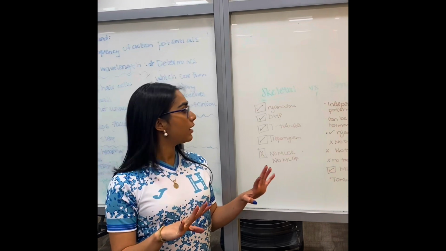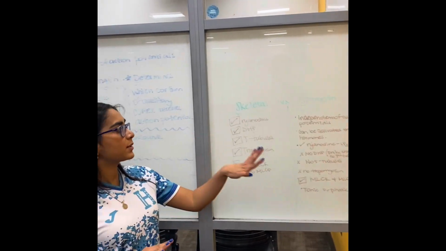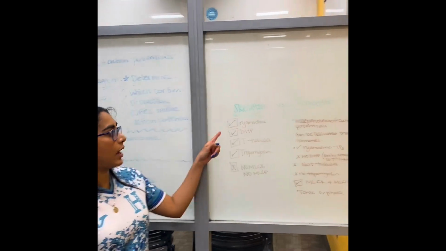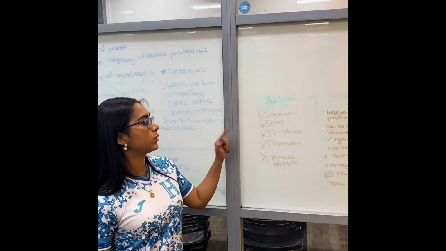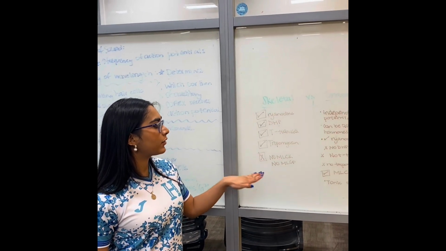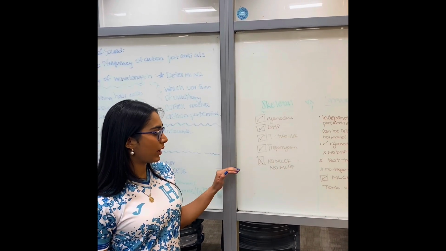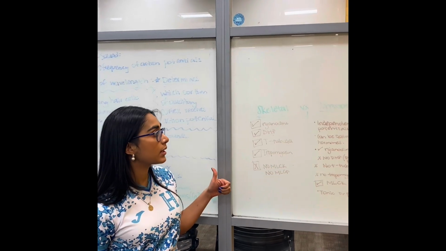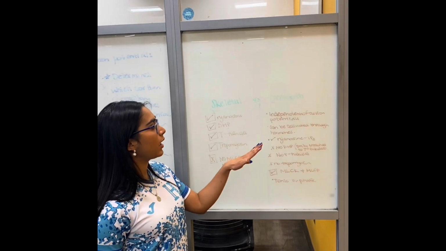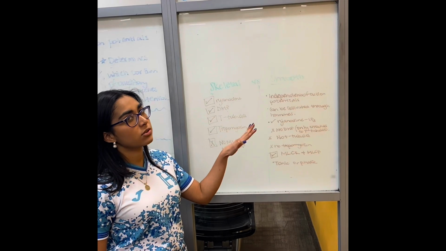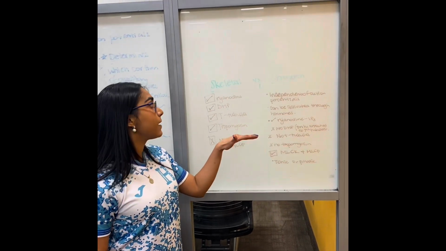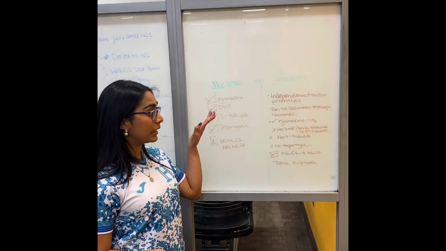Here are a little bit more comparisons between skeletal and smooth muscle. So we always have ryanodine, DHP, T tubules, tropomyosin, and we never have MLCK or MLCP for skeletal muscles. For smooth muscles, we don't need action potentials, they're independent. However, in skeletal muscles, we always need them.